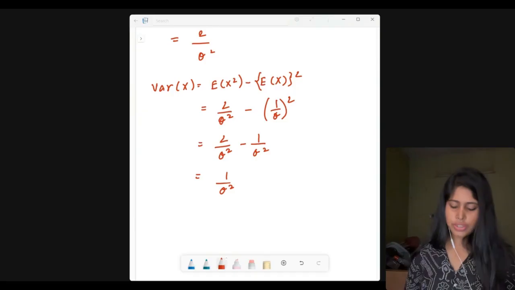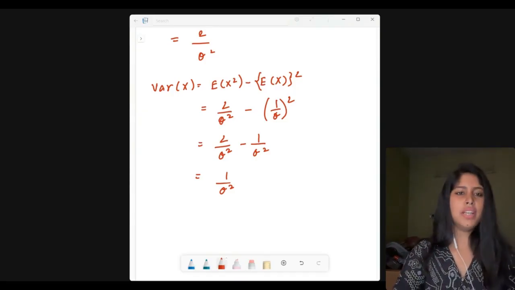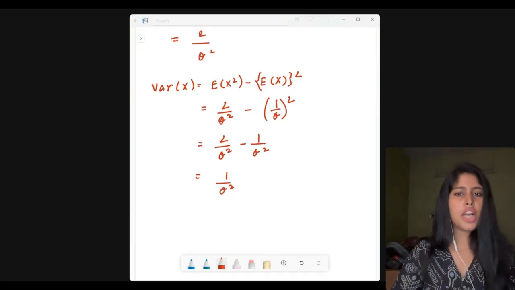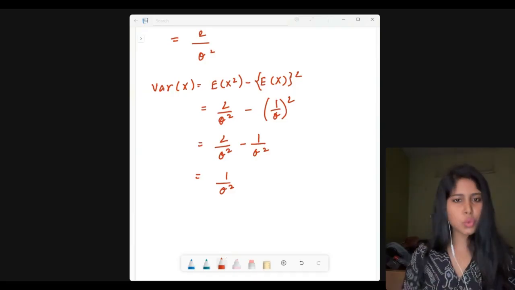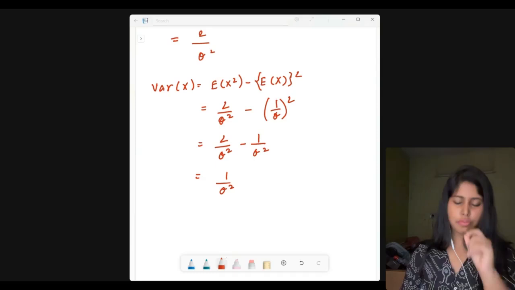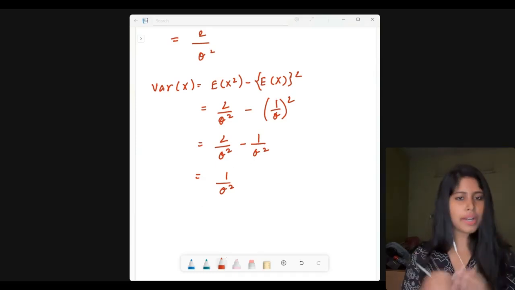Now, as you can see, this is a small observation which I want you to see: from the variance we can get our standard deviation, right? Now, what is standard deviation? It is basically the square root of variance. Now if you see, the square root of the variance is 1 by theta again.